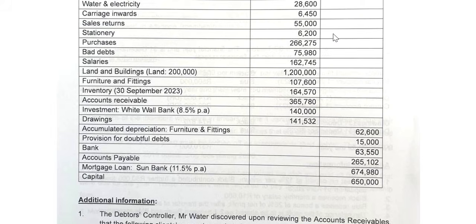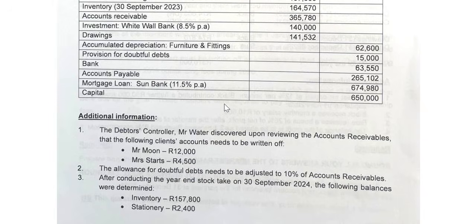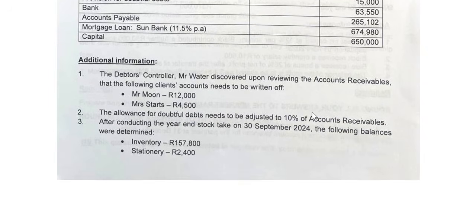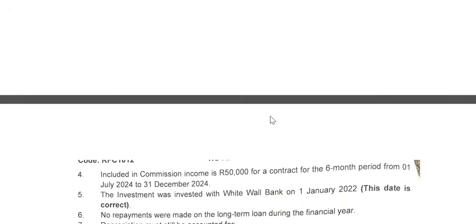You're going to minus what's left over, then you're going to get the stationery that is used. I'm going to show you the statements in a moment. I'm just running through this additional information to give you tips on how to complete the statement of comprehensive income and the statement of financial position, the balance sheet. So there, at the end of the year, inventory was 157,800, stationery 2,400.